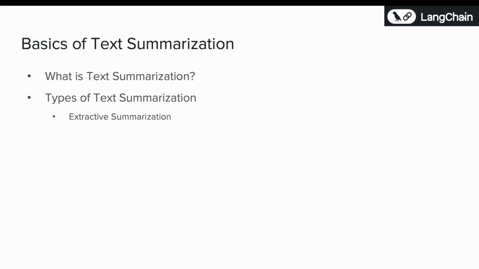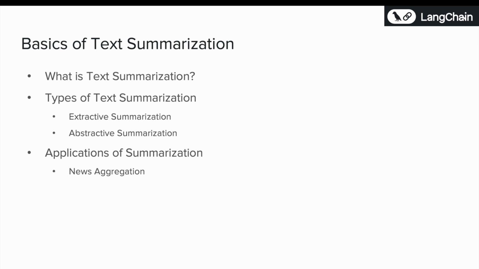We have extractive summarization. This method pulls key phrases and sentences directly from the text. It's like selecting the most important parts without changing the words. And then we have abstractive summarization. This process generates new sentences to capture the main idea, similar to how a human would write a summary in their own words.